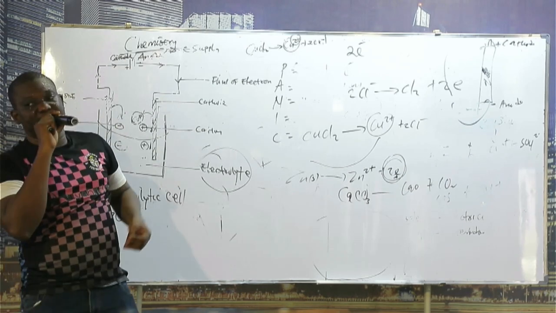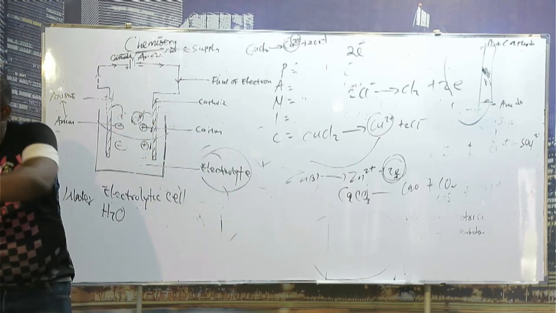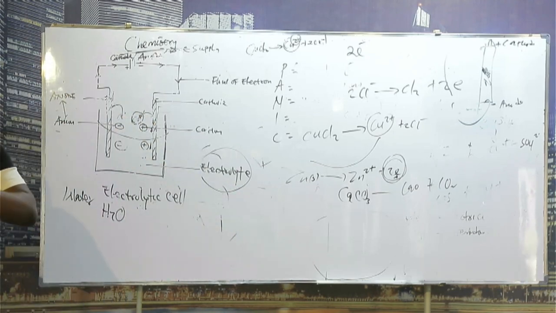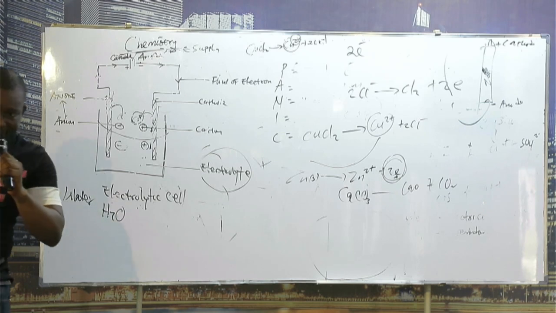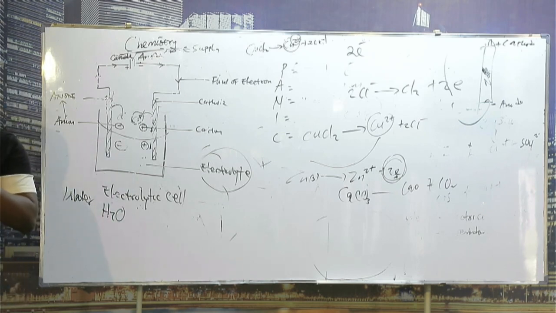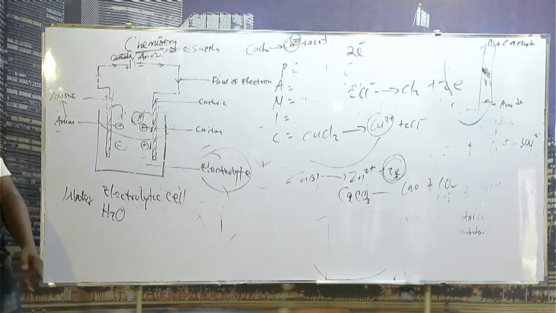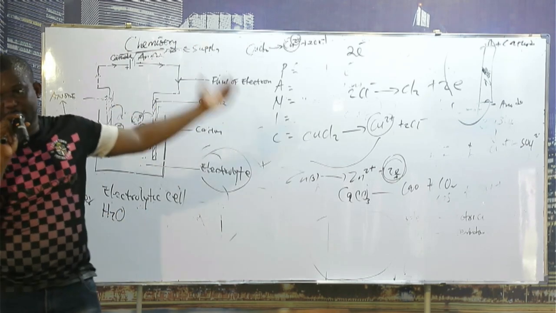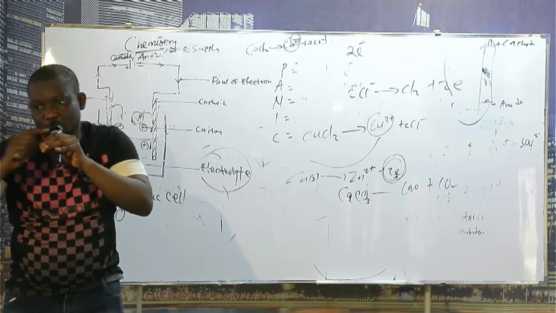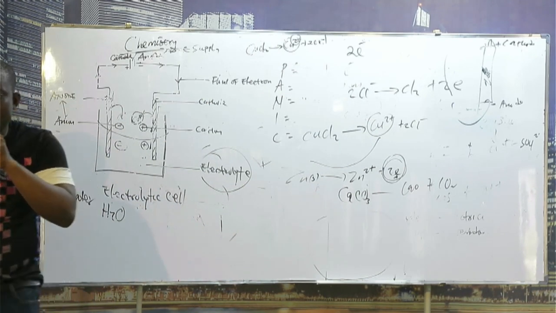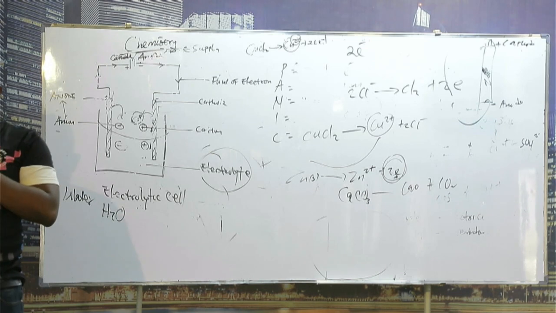Then the one that does not care about the amount, what it cares about is the quality of the substance in that matter. The one that tells you that the components here are hydrogen and oxygen, what is present there without telling you the amount present, is qualitative.